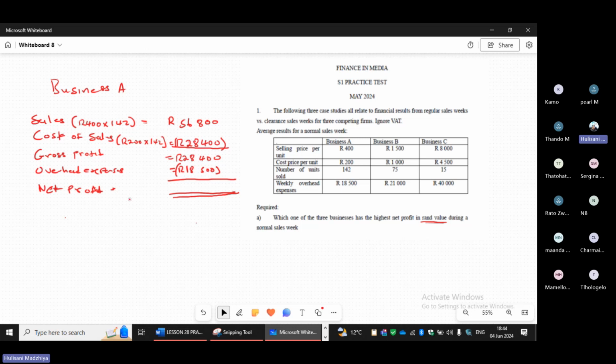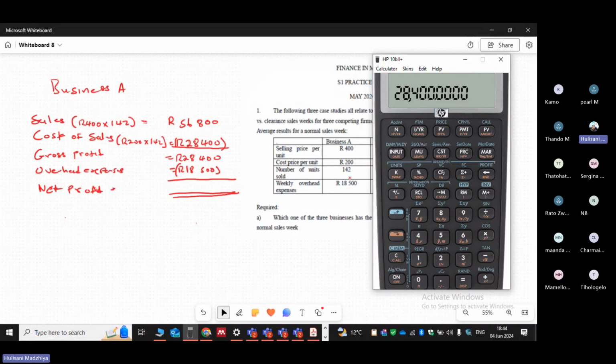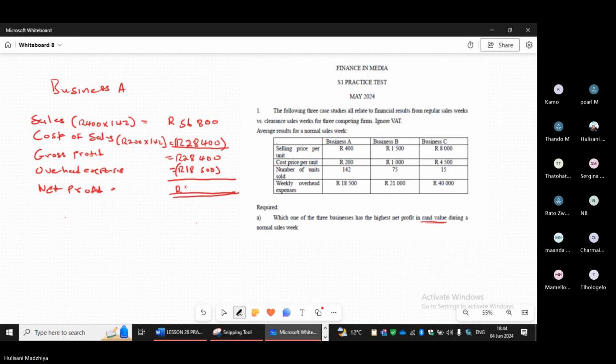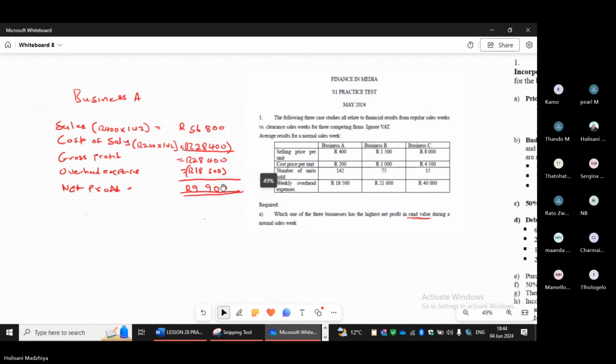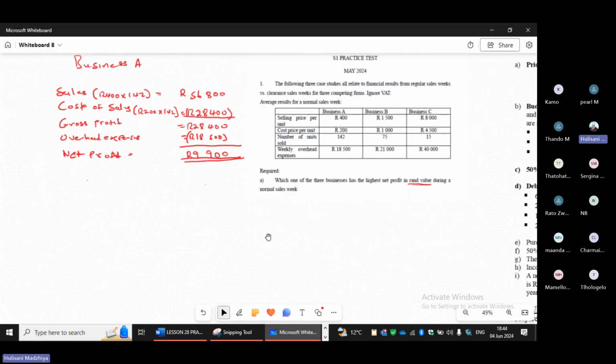Our overhead expense is already given as a total amount in Rands. So we can just subtract it from our gross profit, which is 28,400 minus 18,500. So you get the net profit being 9,900. Did you guys get the same answer as the one on the screen? All right, then we can move to number B, Business B.